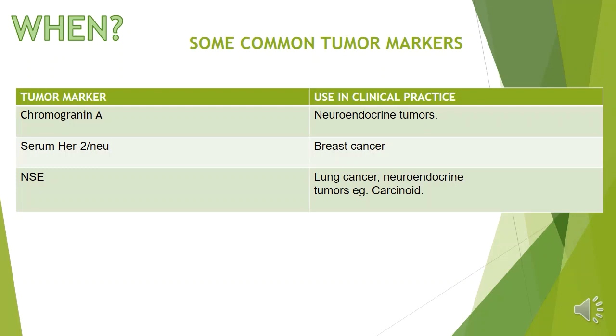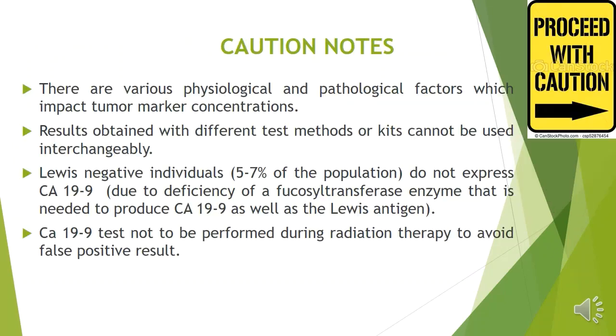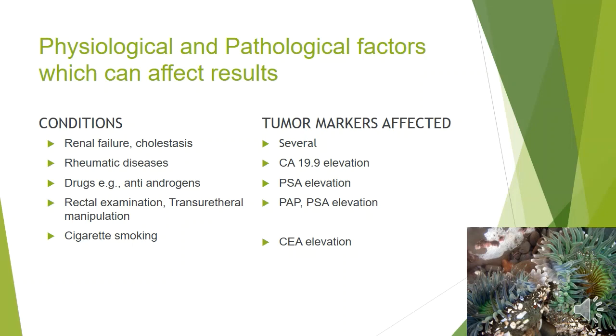There are also some examples of false elevation. CA19-9 may be elevated in rheumatic disease. Some drugs, like anti-androgen therapy, may falsely elevate PSA. It is a very important point: do not do a PSA immediately after digital rectal examination, transurethral manipulation, or any kind of prostatic massage. If you do, there will be a false PSA elevation, so it is very important.